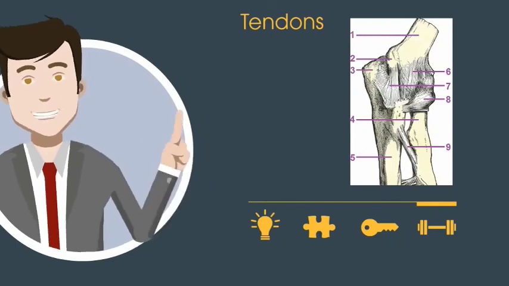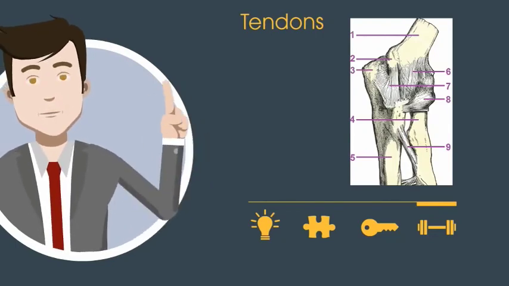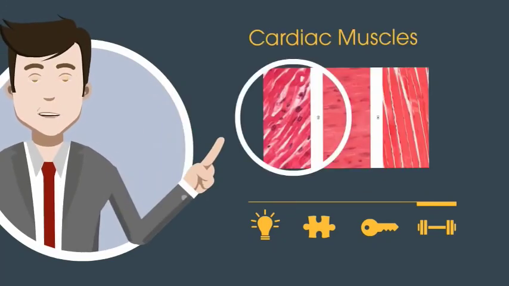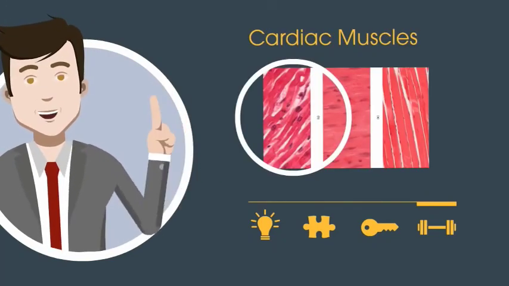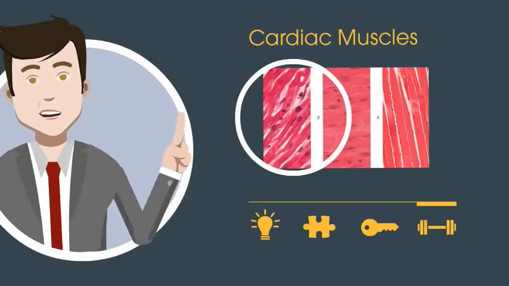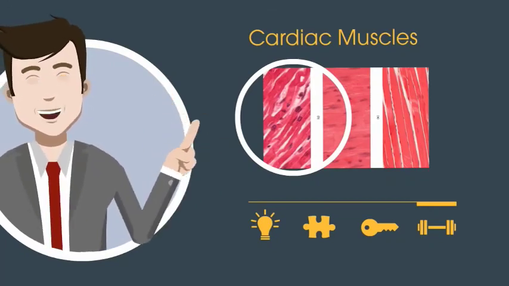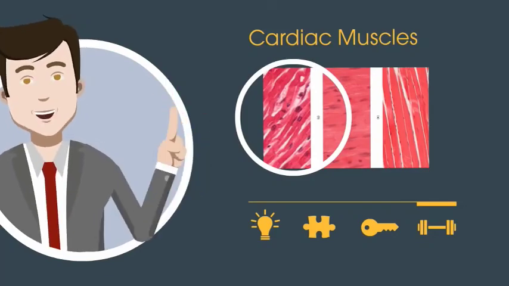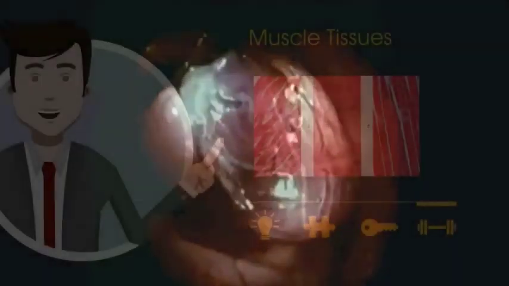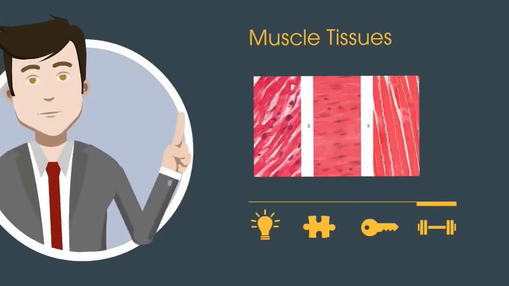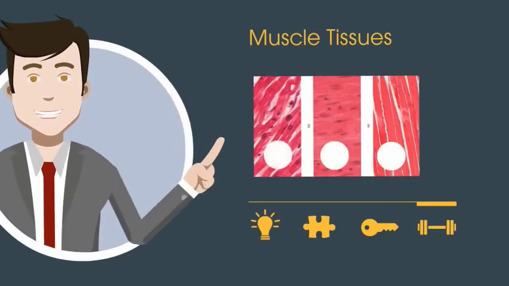We have over 600 different skeletal muscles. And finally, cardiac muscles are striated muscles found in the heart. They are kind of a mixture between smooth and skeletal muscles. These muscles help the heart pump blood all day. Take a look. There you go. The three types of muscle tissues. We have smooth, skeletal, and cardiac.